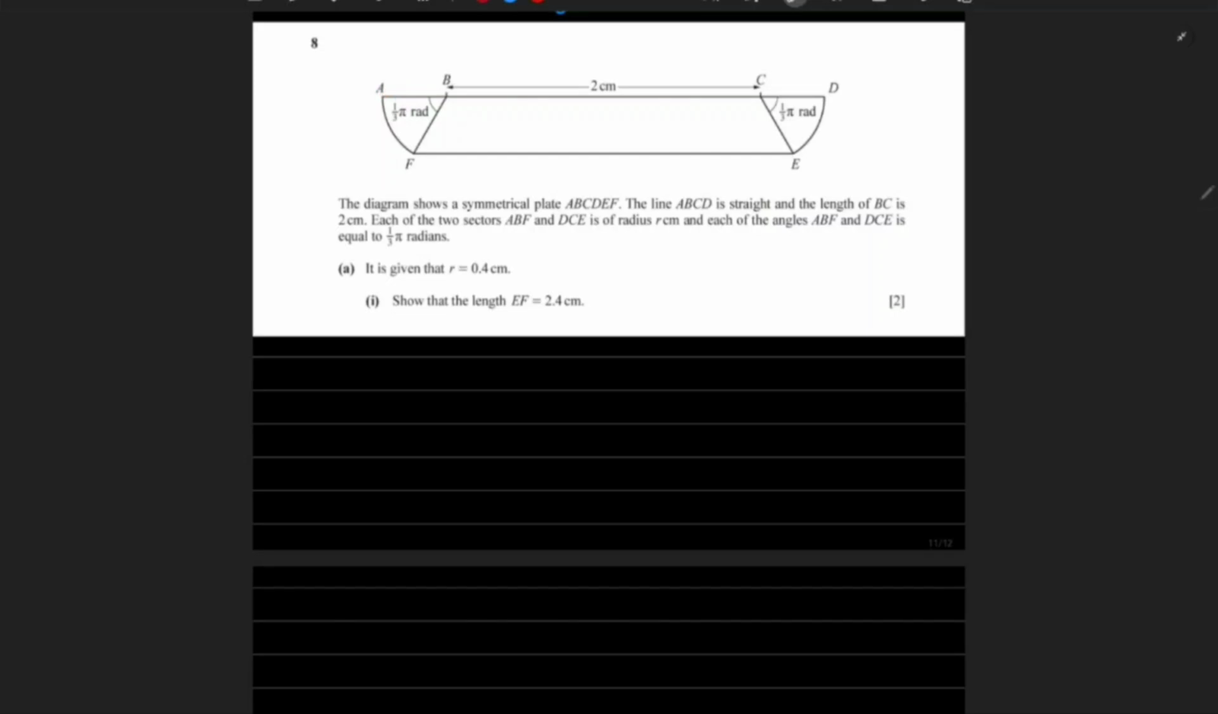Each of the two sectors ABF and CDE has the same radius r centimeters, and each of the angles ABF and DCE is 1/3 pi radians. Now in part A they have given you r to be equal to 0.4 centimeters. So which length is given? This one is 0.4. This one is 0.4. This one is also 0.4. And this one is also 0.4.